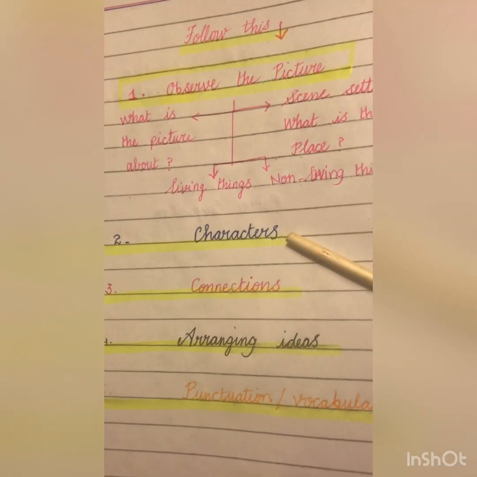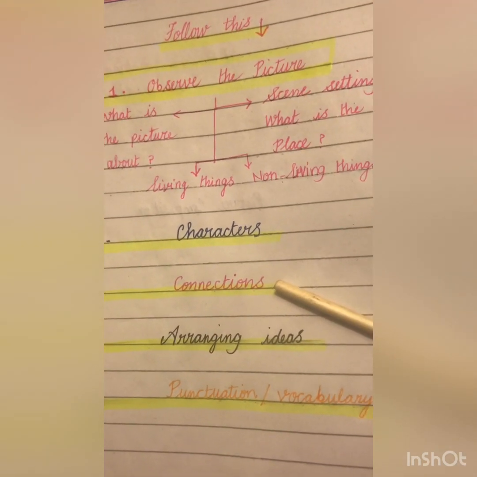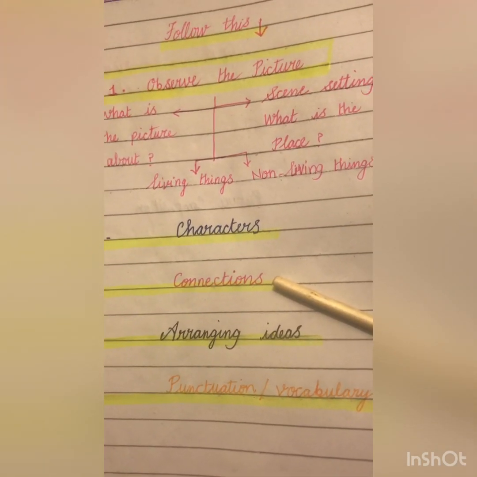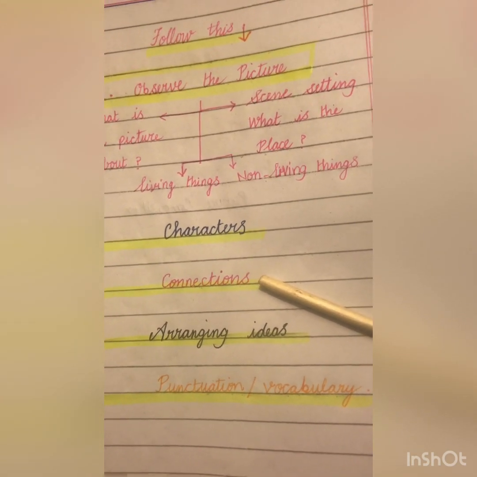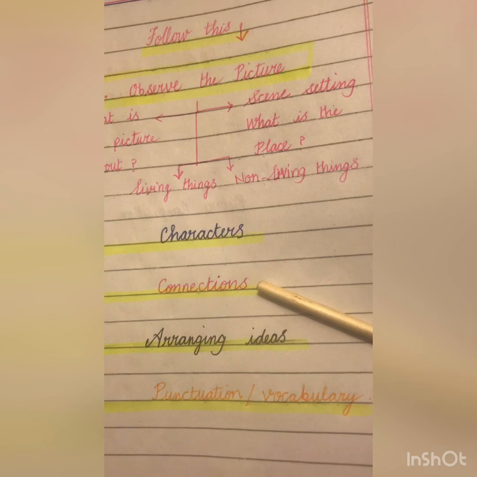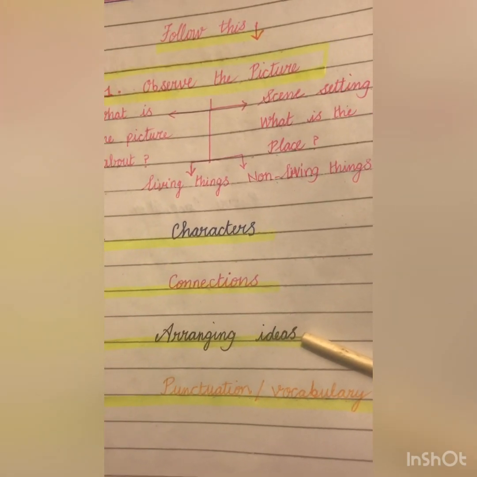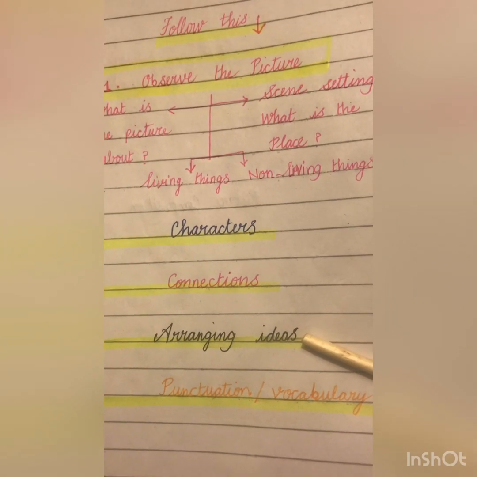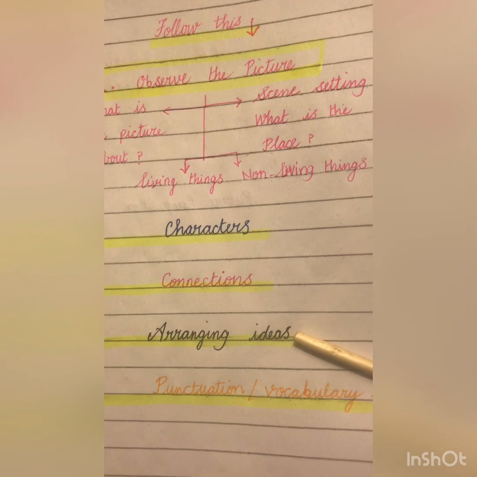We have discussed in detail the characters, the connections, what they are doing, what they look like, who is the father, who is the mother, where is the baby, the children, friends, or something like that. Now we have to arrange our ideas. This is the most important thing when you describe a picture. What is arranging of ideas? Now let me brief you.